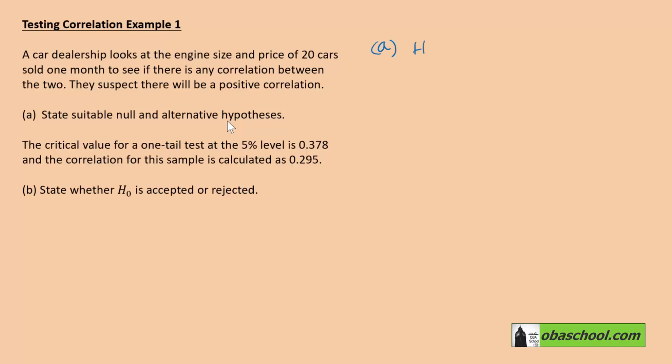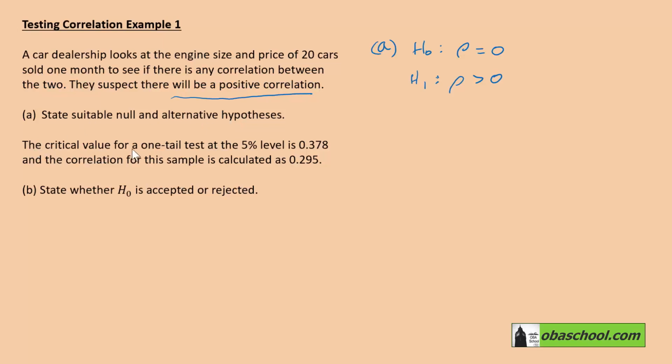So the null hypothesis for this type of test is always that rho is equal to 0. The alternative in this case, since they suspect a positive correlation, would be rho is greater than 0.